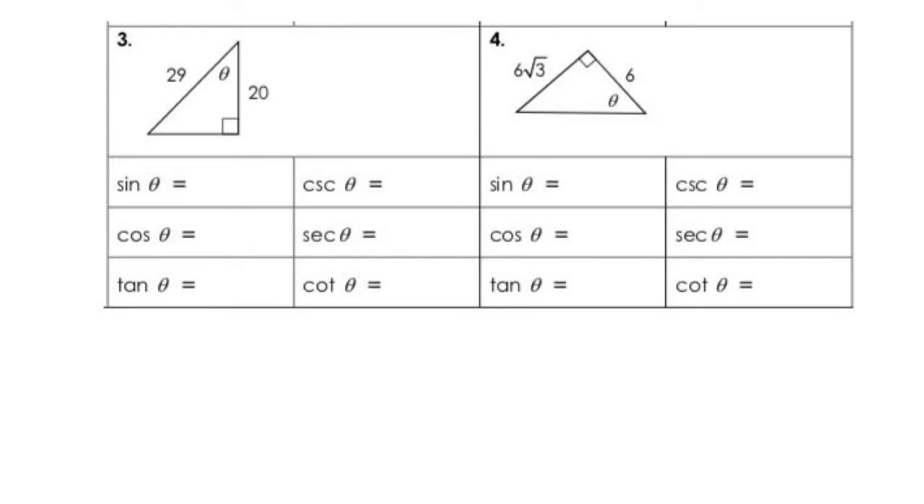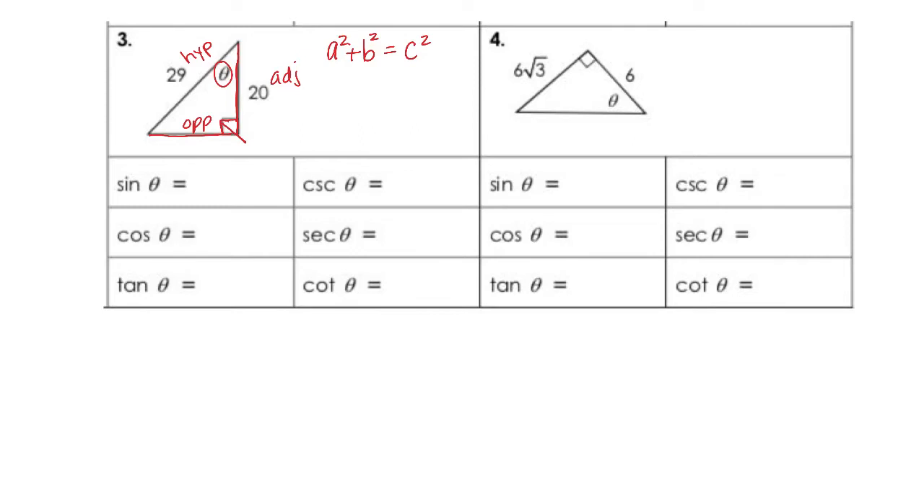Now, for our next problem, we are not given all of the values of our right triangle. Notice again, if we start labeling, we do have our hypotenuse. And we have this side here, which is touching our angle, so this is adjacent. But we do not have our opposite side. So we're going to have to find that, and we will use the Pythagorean Theorem. Quick review of that: a squared plus b squared equals c squared.